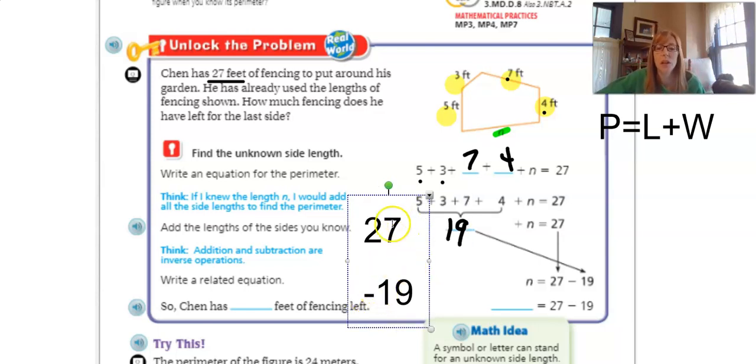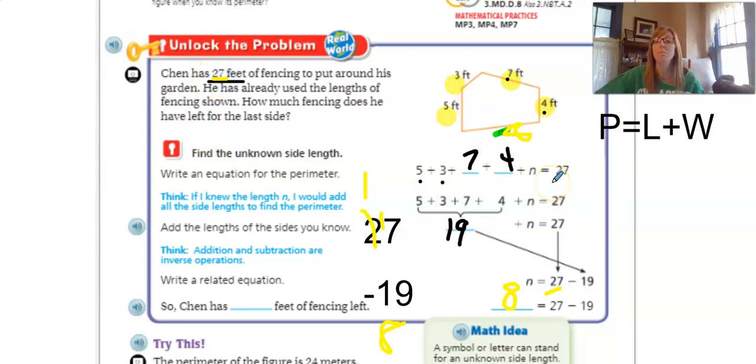You should see that you can't take 9 from 7, so you have to borrow. So you come over next door, hopefully you're doing this, the 2 becomes a 1, and the 7 becomes a 17. 17 minus 9 is, you are correct, it is 8. So n is 8. So if I put an 8 up here and added all these up, 5 plus 3 is 8, plus 7 is 15, plus another 4 is 19, plus 8 is 27. Our perimeter is 27.